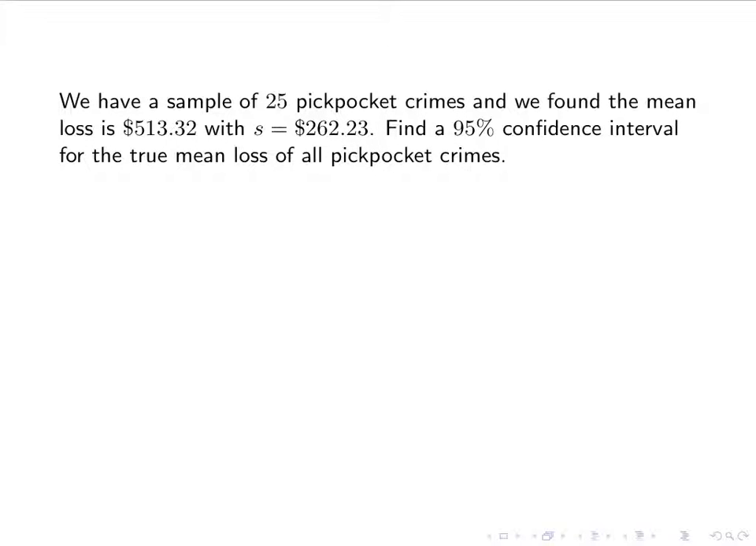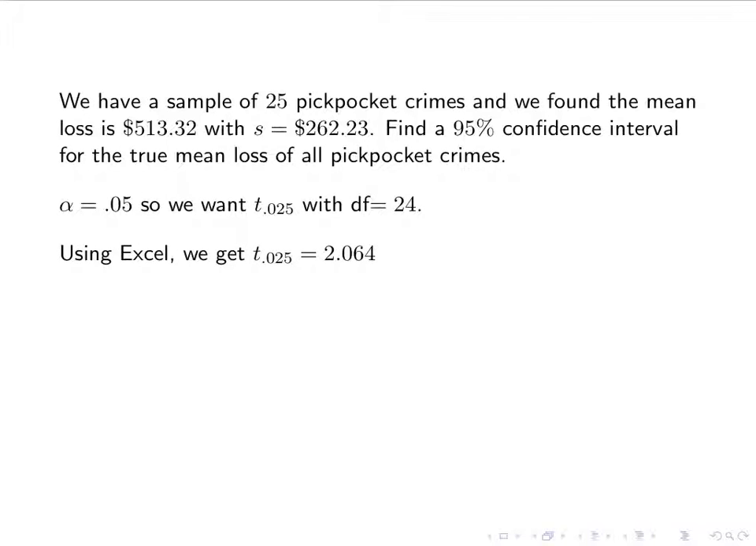As our last example, we have a sample of 25 pickpocket crimes, and we found the mean loss is $513.32, with s, the sample standard deviation, being $262.23. Find a 95% confidence interval for the true mean loss of all pickpocket crimes. Alpha is 0.05, so we want, again, half of that. So we want t sub 0.025 with 24 degrees of freedom. We plug that into Excel, we get 2.064.